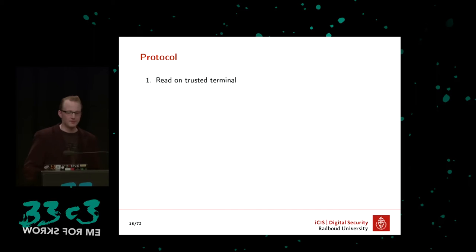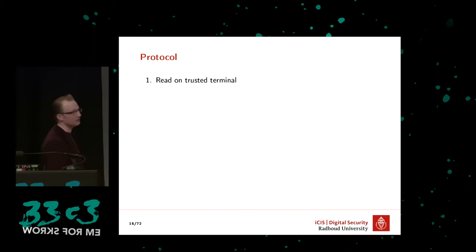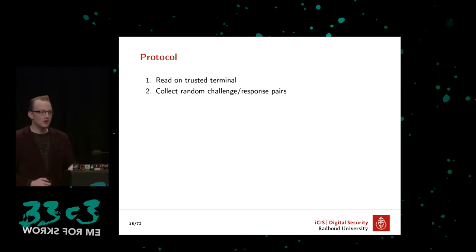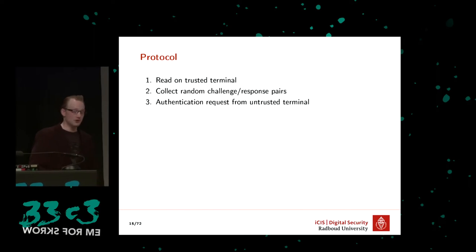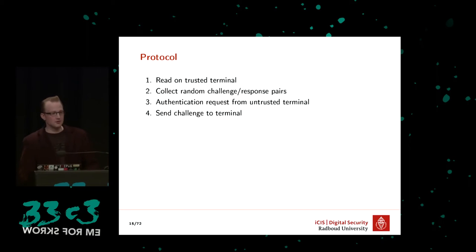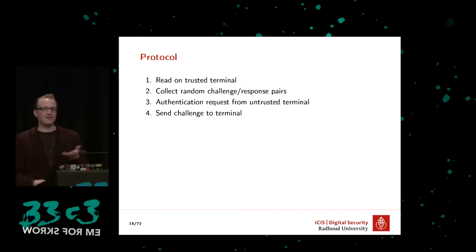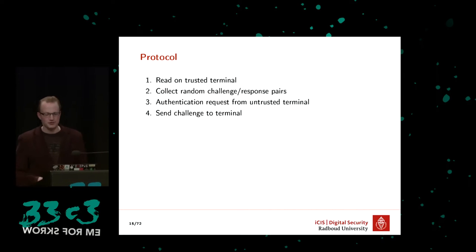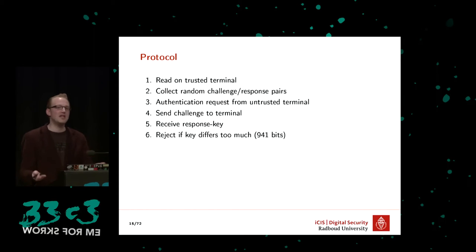So the protocol here would be, first, you read this thing on a trusted terminal, and you create a random collection of challenge response pairs. Your challenges have to be kept secret, because next you get an authentication request from an untrusted terminal, and you challenge that terminal. And the idea would be that it's infeasible to send the correct response key if you don't have the device containing this PUF, this physical one-way function. So you then receive the response key, and you reject this if the key differs by too many bits, because it won't be a perfect match.